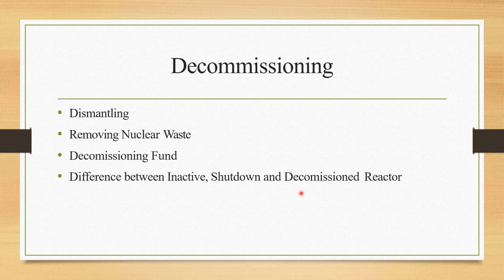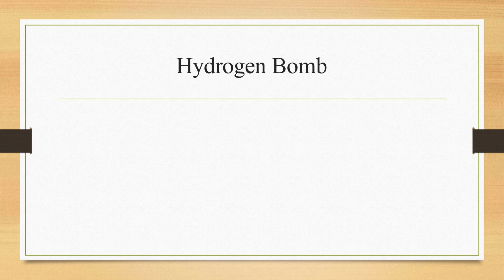And a decommissioned reactor is one where the entire plant is dismantled and decommissioned, which basically means that the land is fresh as new. Over the land where earlier the plant was present, you can in fact start new construction. This is the difference between inactive, shutdown, and decommissioned reactor.